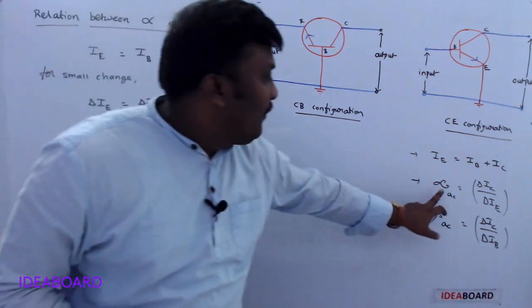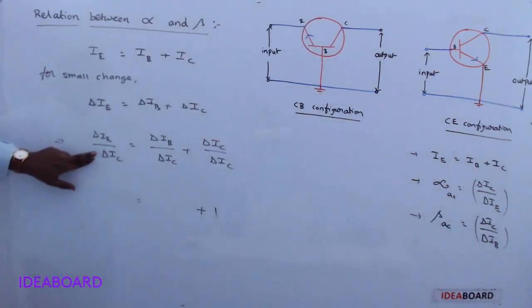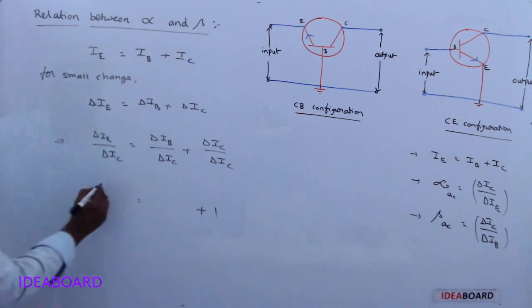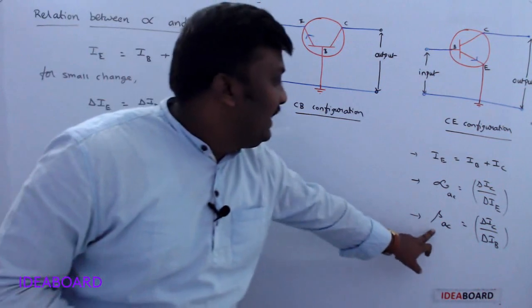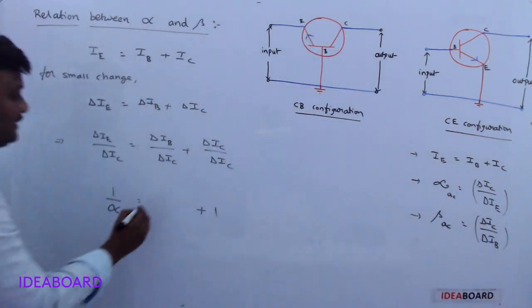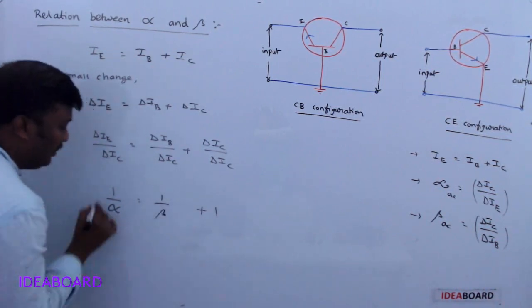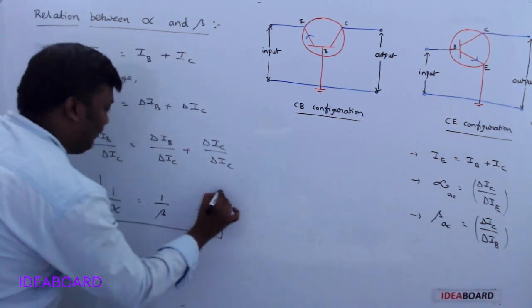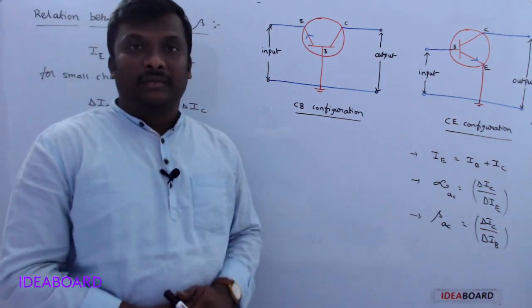See, the formula for alpha is delta IC by delta IE, so it is the reverse. That's why this value is 1 by alpha. The formula for beta is delta IC by delta IB, again it is the reverse. That's why it is 1 by beta. So what is the relation between alpha and beta? 1 by alpha is equal to 1 by beta plus 1.